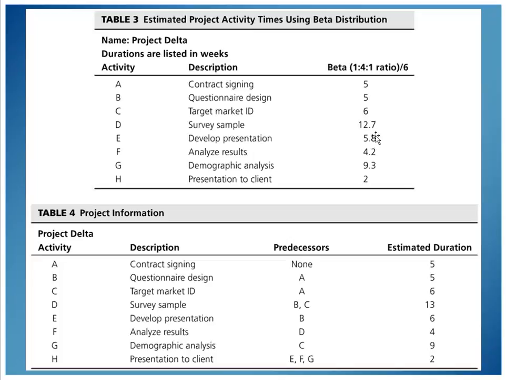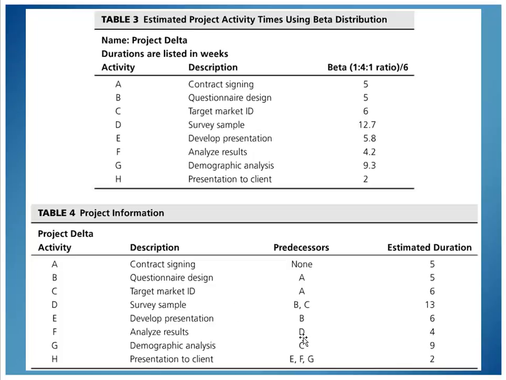And I can see 12.7 and 5.8. I'm just going to round those to 13 and 6, as you can see. 4.2 rounds to 4, 9.3 rounds to 9, and the things that were integers stay integers. So now I've got integer value durations. These are approximations anyways, so rounding them to the nearest whole value isn't going to hurt us as we come up with our charts here, and it's going to make our numbers a lot easier to do as we work through them.